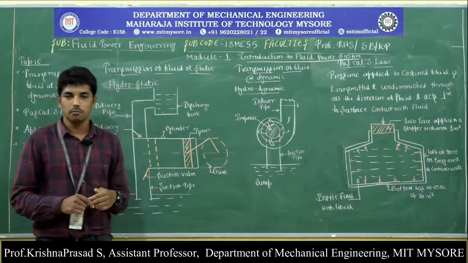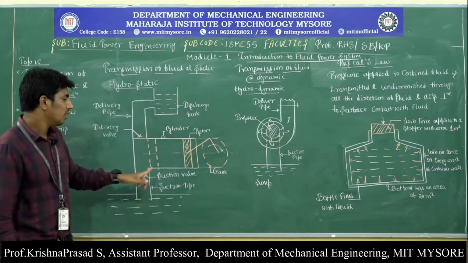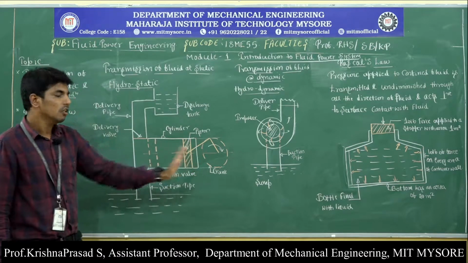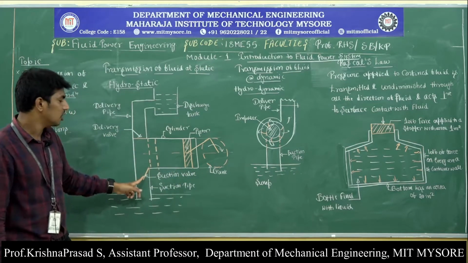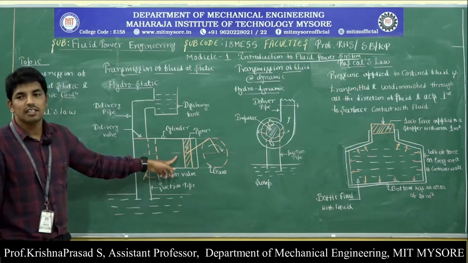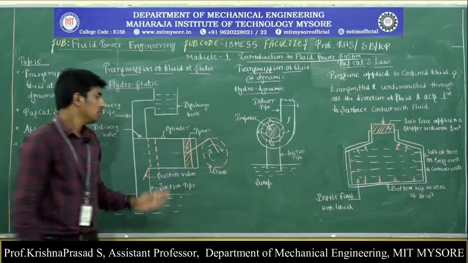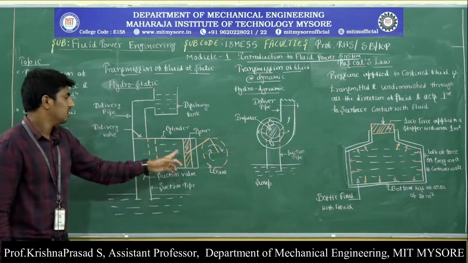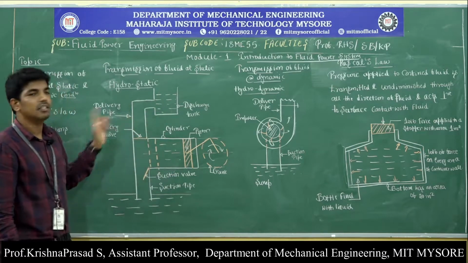So how does it work? When the crank rotates in the clockwise direction, the piston moves from TDC to BDC, the outward movement of the piston. A small suction is created inside the cylinder. Due to the suction, the suction valve opens, hence the fluid is transferred from the sump into the cylinder. With further rotation of the crank, the piston exerts force on the liquid, and this force makes the fluid flow into the discharge tank through the delivery pipe and the delivery valve.